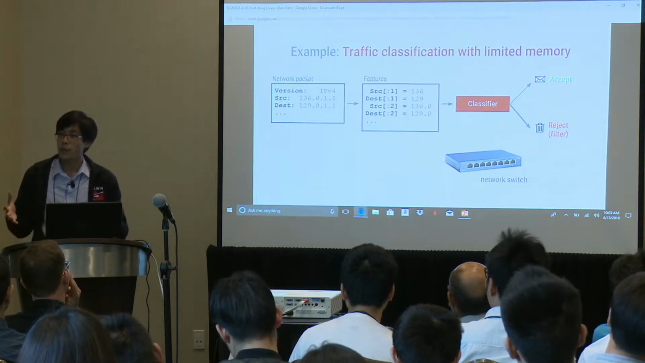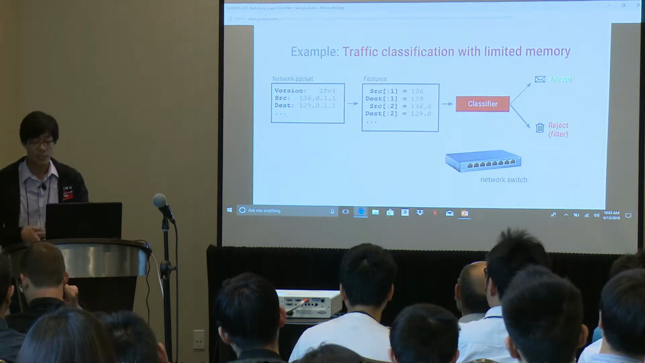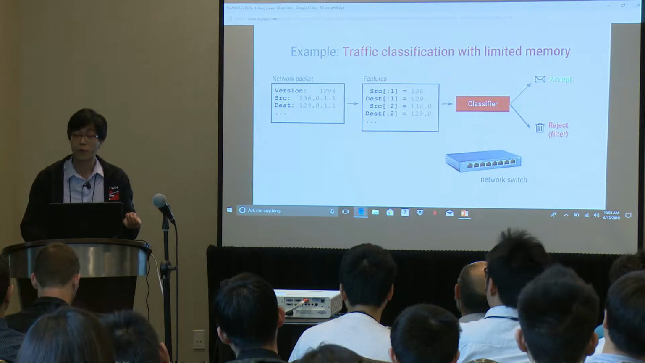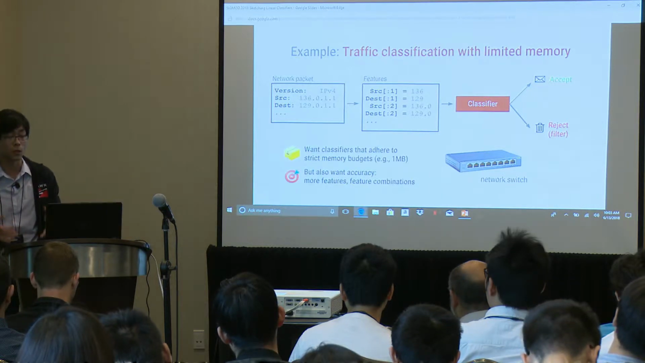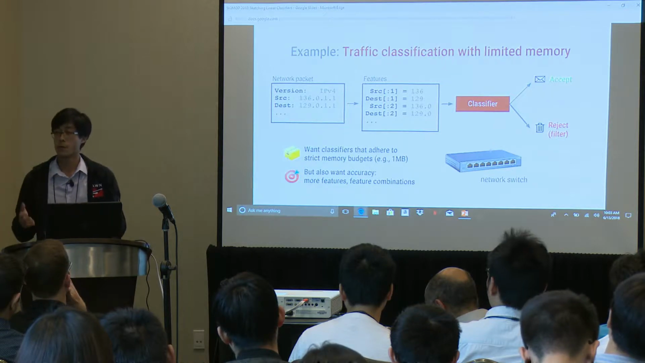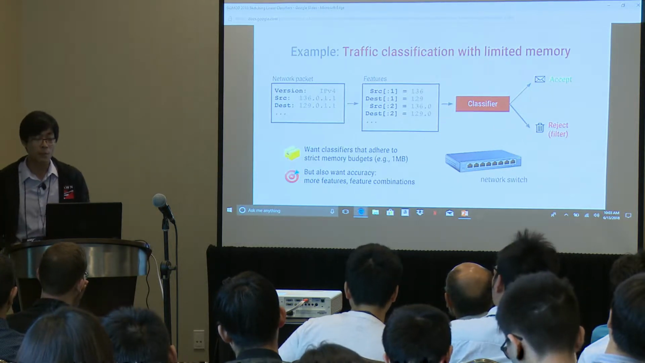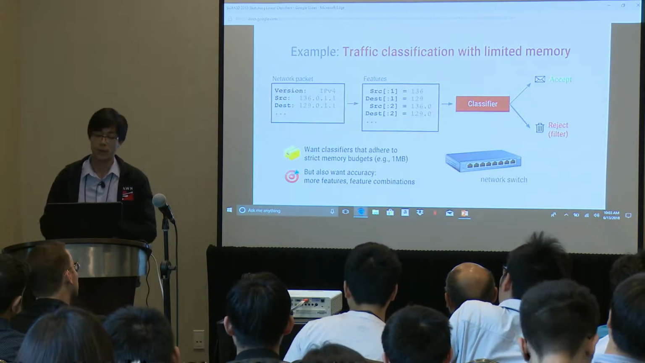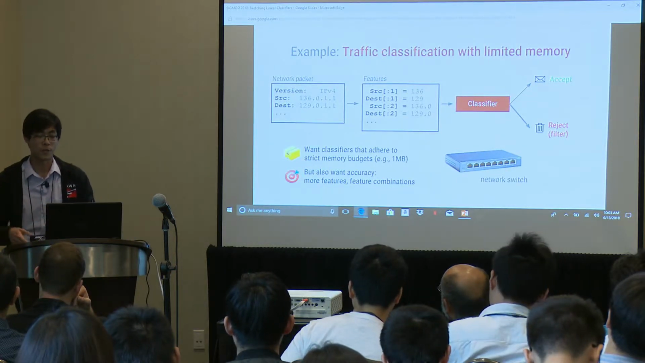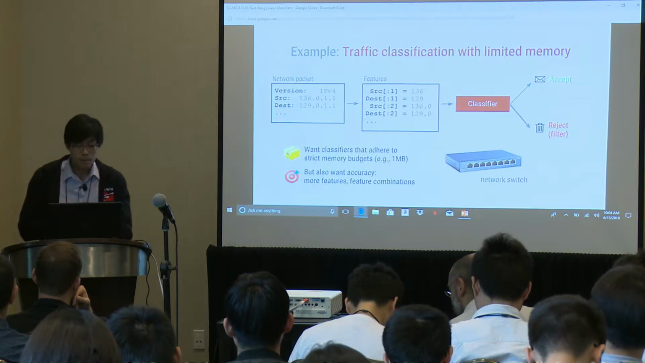Frequently, you want to run this classifier on a piece of network hardware like a network switch. Since the switch has very limited onboard memory, the goal here is to learn a classifier that adheres to strict memory budgets, for example, up to 1 megabyte of memory on the switch. But at the same time, you also want good accuracy, so you want to have lots of features. You want to consider, for example, interactions between features via feature combinations.